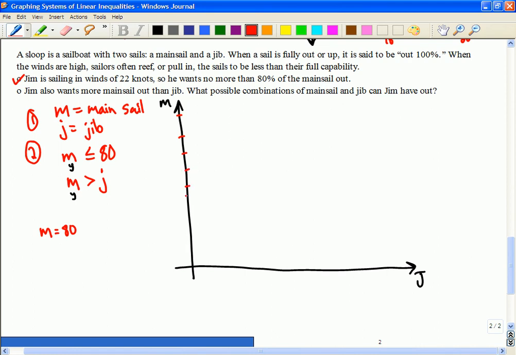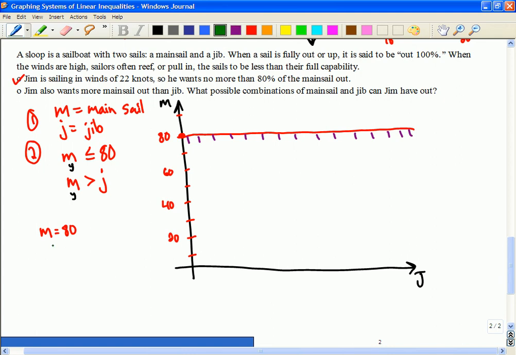You'll be going horizontal. 1, 2, 3, 4, 5, 6, 7, 8, 9. Good enough. All I need is 80. So that's 80 there. So I start at 80, and it is a solid line because it can be equal to 80. And again, you could test a point, or you could just ask yourself, which side am I supposed to be on? And it's the bottom. You've got to be underneath that 80 line. Otherwise, your mainsail is out more than 80%.